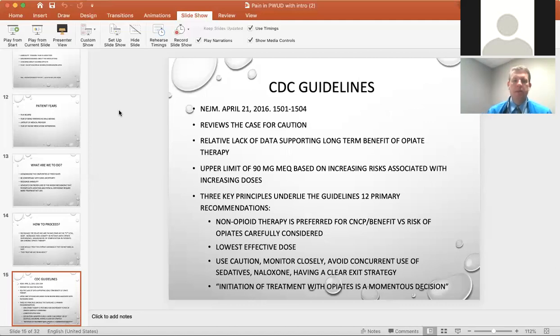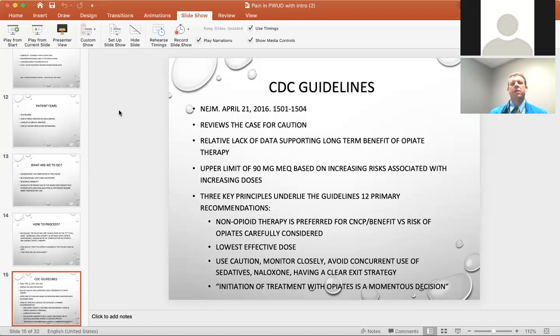All right, I don't want to spend too much time on this. I don't know what everyone's experience is, but most people, I think, are aware of at least the CDC guidelines from 2016. They don't exactly apply to our patients very well, particularly patients who are on medication-assisted therapy.